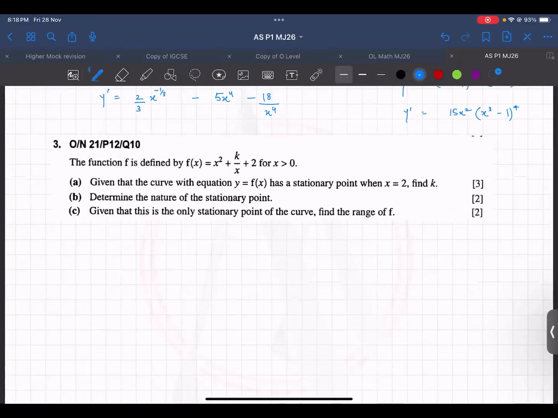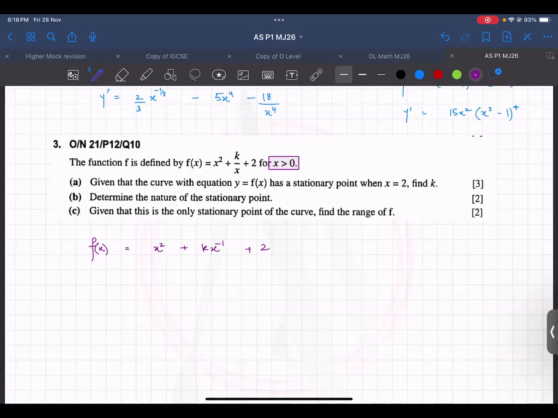The function f(x) is defined by, so they have given you the function f(x). It is x square plus k over x. K over x, I can write it down as kx power minus 1 plus 2. Look at these values. Sometimes this can be useful. x is greater than 0. So this means that you can only put in the values of x which are positive, more than 0.